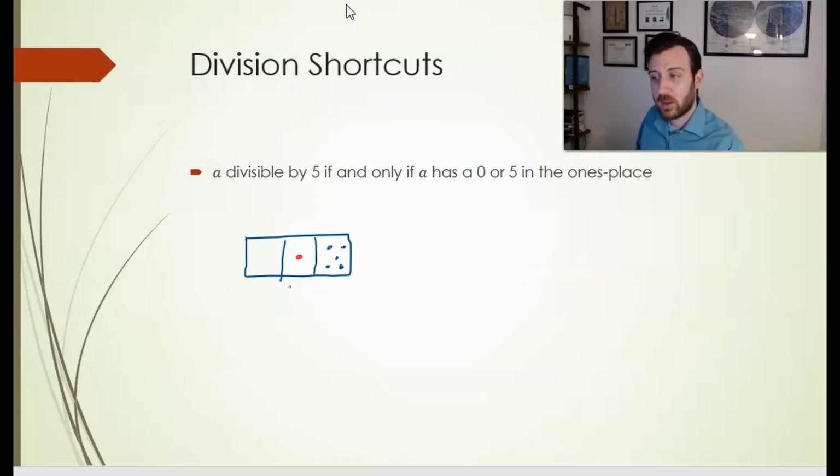And this gives us our last little bit of insight, which is that, of course, the 100s dots and the tens dots will always be divisible by 5, because 10 is divisible by 5, and 100 is just a bunch of tens. The only thing that could get in the way of our ability to make groups would be how many dots there are in the ones place.